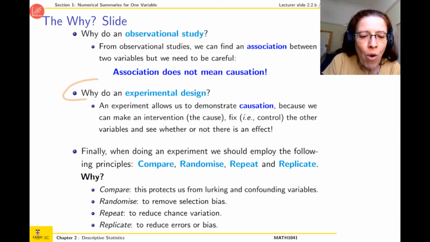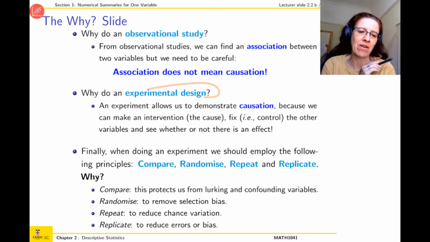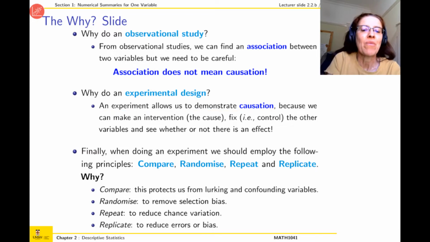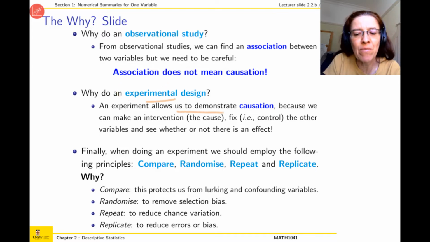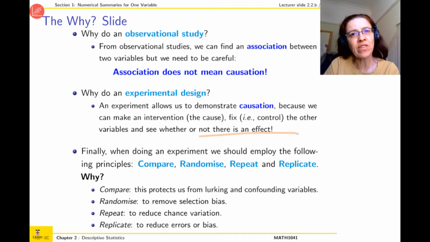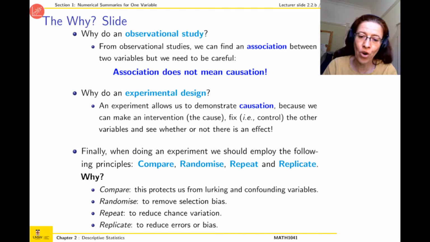So that explains why we sometimes want to do an experiment. An experiment allows us to demonstrate causation. So maybe the observational study revealed an association which made you suspect causation, and the second step would be to run an experiment to demonstrate that. It allows us to demonstrate causation because we can make an intervention, so modify the cause, fix the other variables, and see whether the change in what we suspect to be the cause indeed has an effect.